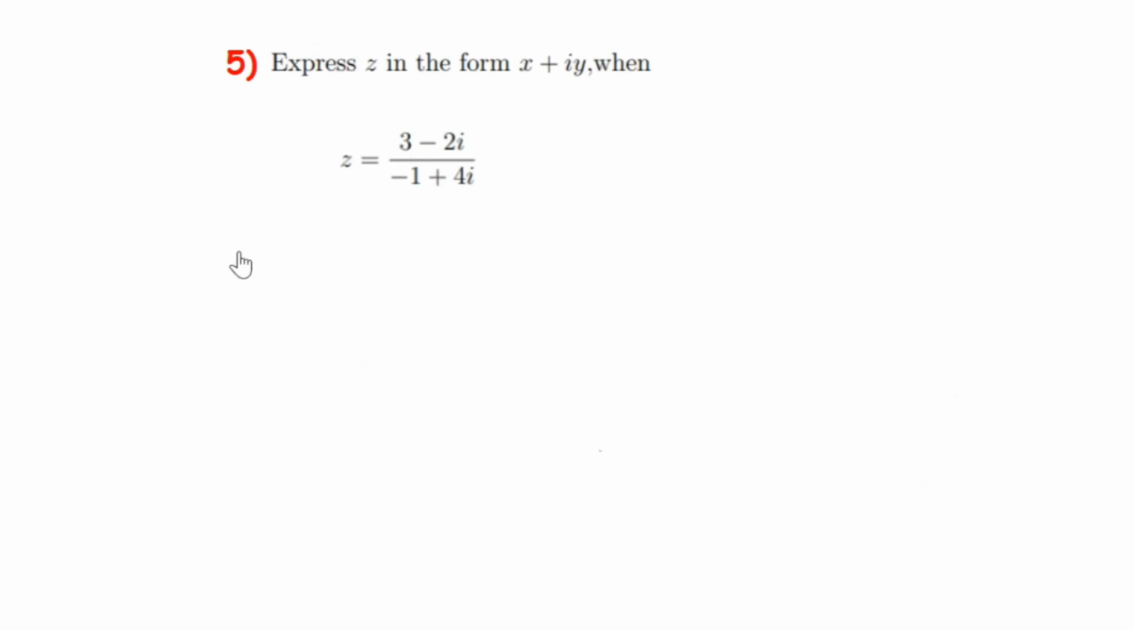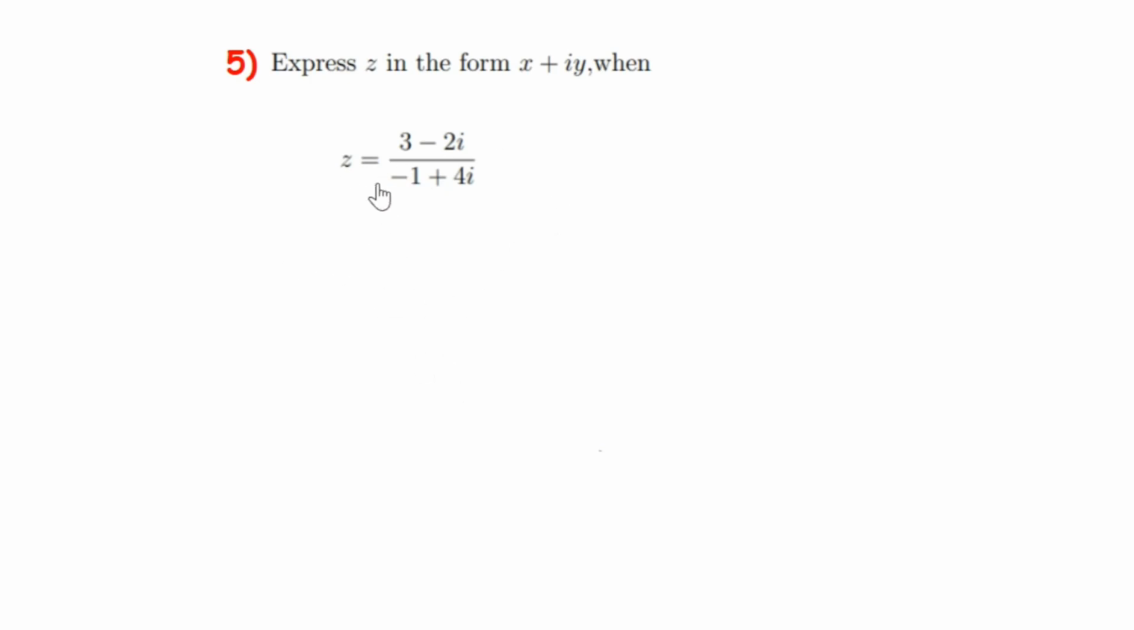Okay, so with this example, we have to express z in the form x plus iy, which is the standard form. So you have z to be equal to 3 minus 2i over minus 1 plus 4i. So how are you going to do this?